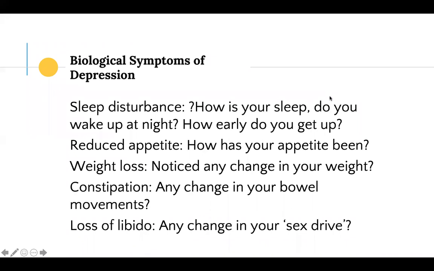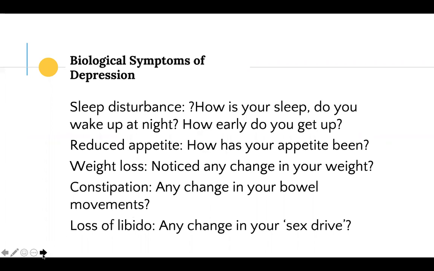Reduced appetite. Typically patients will have a reduced appetite if they're low in mood, but atypical presentations can mean that patients may have an increased appetite. They may be overeating or emotionally eating. Again, with weight loss, typically patients who are depressed will have lower weight or weight loss because of less eating. But if it's an atypical presentation, then they might have weight gain, for example. Constipation, so if they're not eating, if they're eating fast food, for example, they may become constipated.